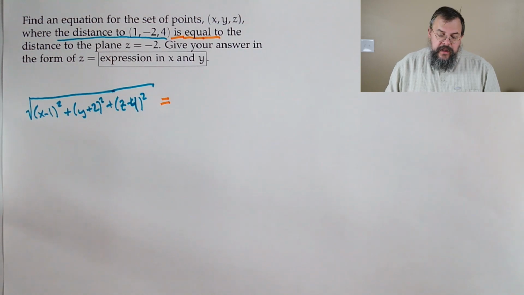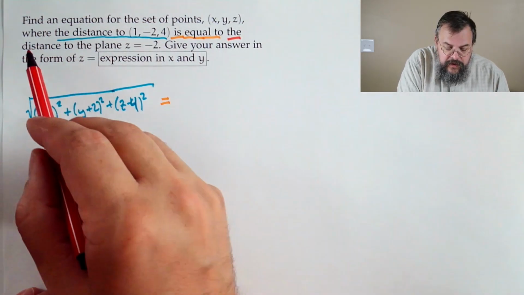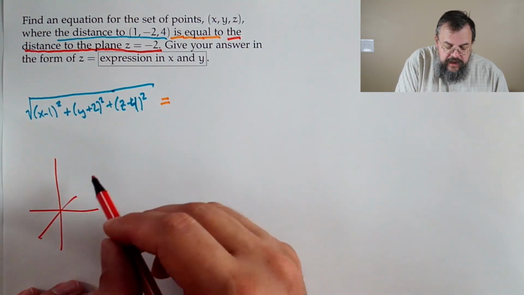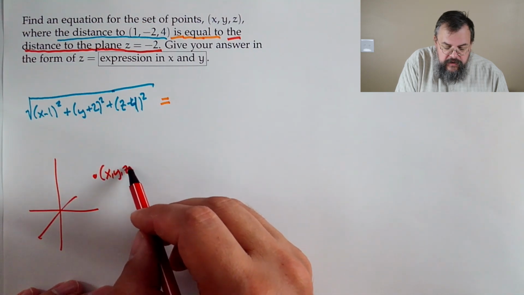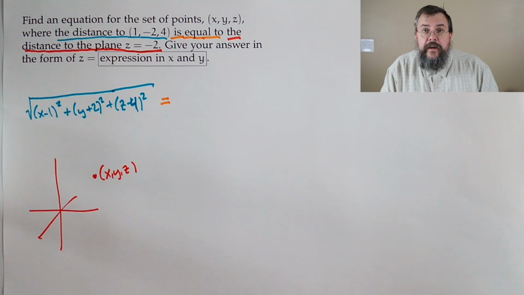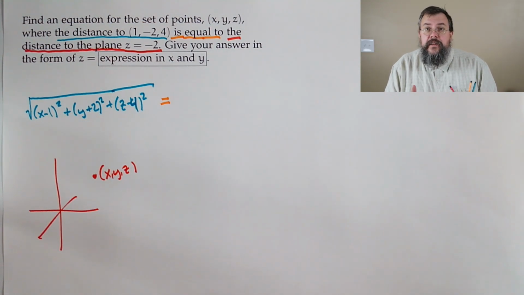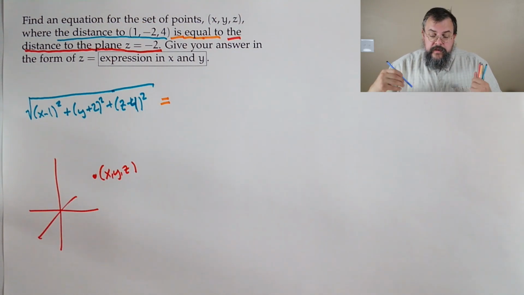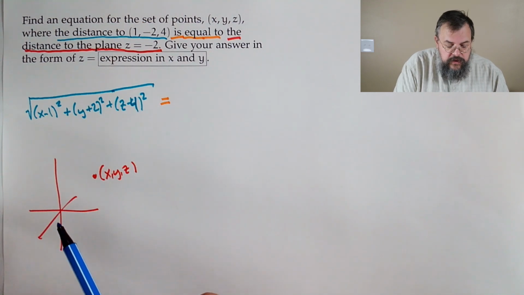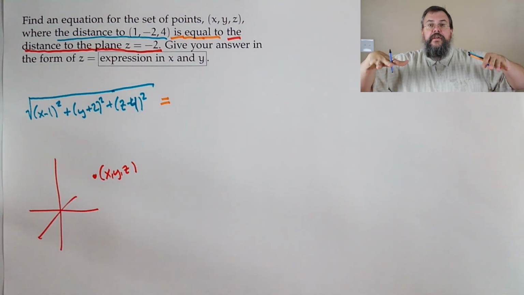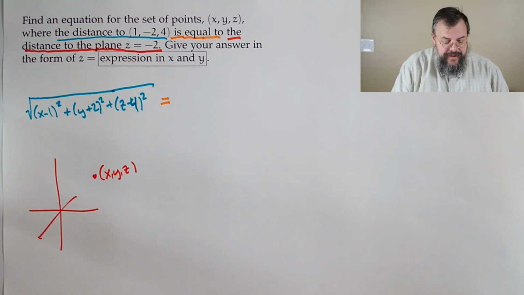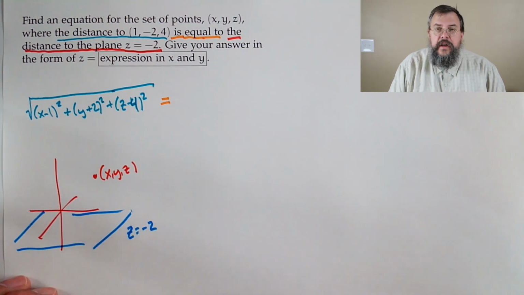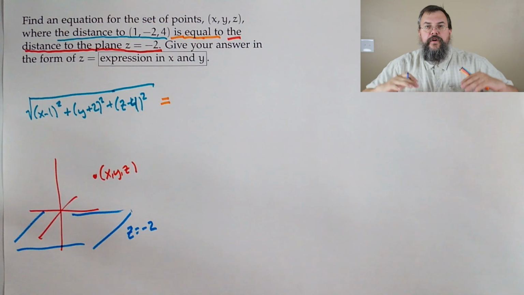It says, well, distance to the plane z equals negative 2. So let's think about what's happening here. I have my arbitrary point, x, y, z. Now, there's something called the plane z equals negative 2. What does that mean? It's all the places where z is negative 2. You can start with the xy plane, which is z equals 0, and push it down to z equals negative 2. It's like you push the floor down two rungs.